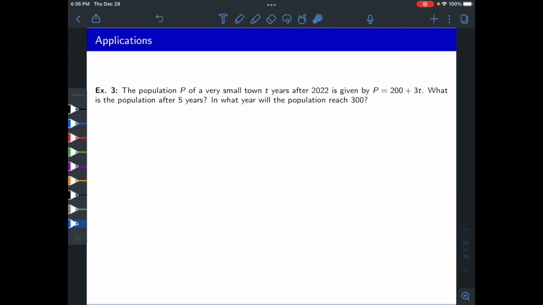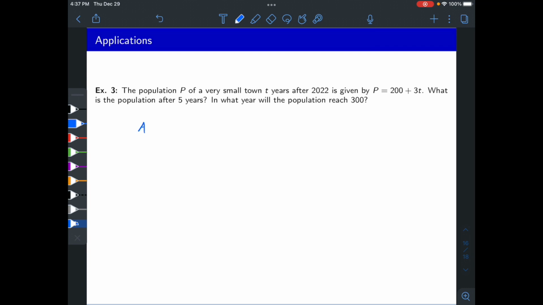Example 3. All right, so this is more of an application. Let's say that the population P of a very small town T years after 2022 is given by P equals 200 plus 3T. If I were to plug in T equals 0, then P equals 200 plus 3 times 0, which is equal to 200. So that tells me that the population after 0 years is 200. If I want to know what is the population after 5 years, I can use this equation or formula to figure that out. And I can also use this to decide in which year the population will reach 300.